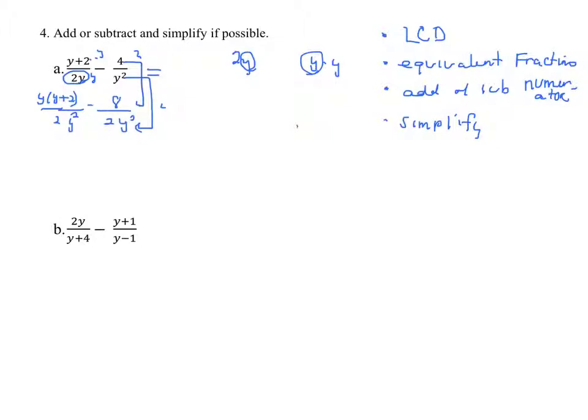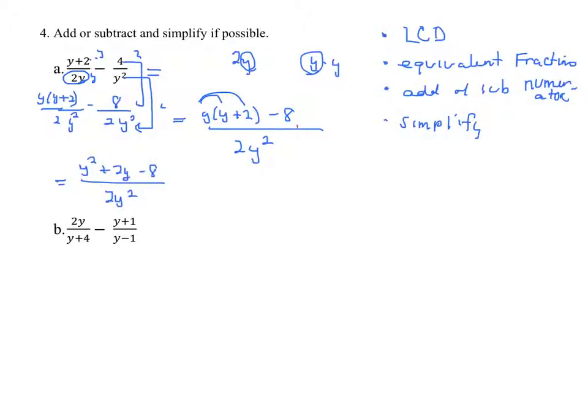Now we're going to add or subtract the numerators. So here we go. So get y times y plus 2 minus 8. And your denominators stay the same. Now the last piece is to simplify, which takes a little while too. I'm going to distribute this y through. Y squared plus 2y, take away 8 over 2y squared.